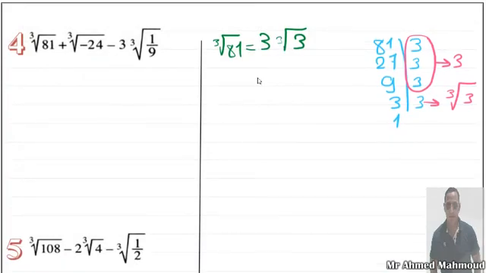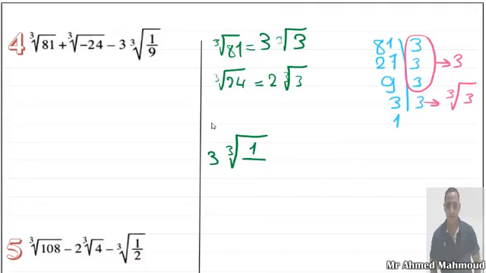Okay, then cubic root 24 equals 2 cubic root 3. Now we have here 3 cubic root 1 over 9. Okay, now I'm going to make 3 go inside the root.